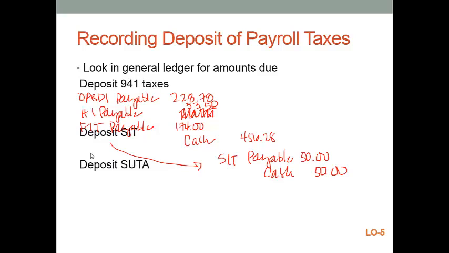And so we'll put it here. SUTA payable, we're going to debit $46.06 to take it off our books, and we'll credit our cash $46.06. And that's how you make journal entries for payroll.